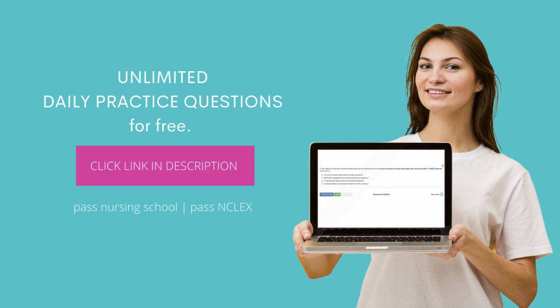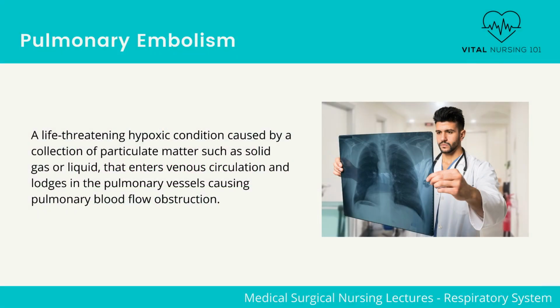Welcome to another video. In this video, we will continue learning the respiratory system starting with pulmonary embolism. What is a pulmonary embolism? A life-threatening hypoxic condition caused by a collection of particulate matter such as solid, gas or liquid that enters venous circulation and lodges in the pulmonary vessels, causing pulmonary blood flow obstruction.